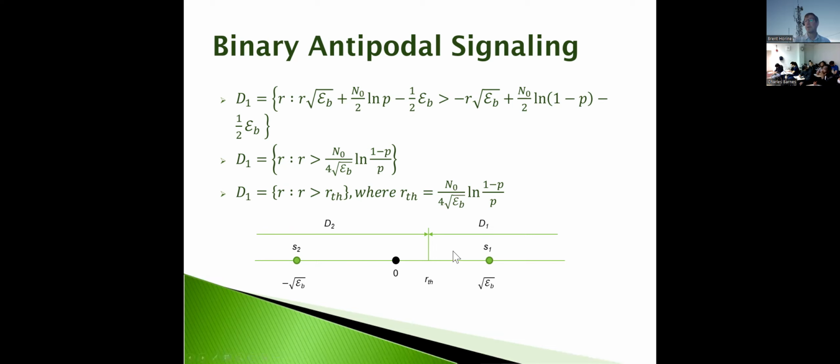So how does this work here? If the probability of S2 being sent is higher or lower in this case than the probability of S1 here, right?